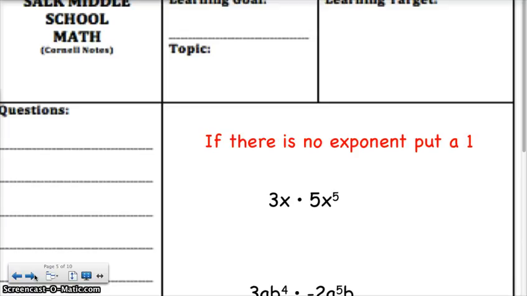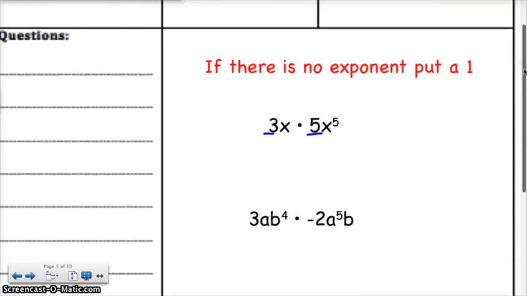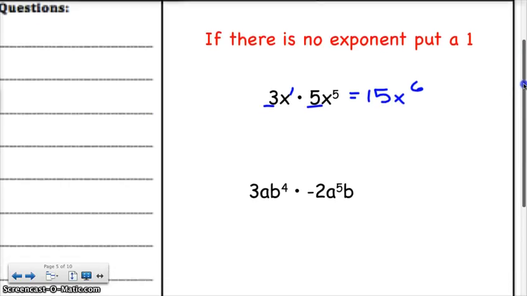So 3x times 5x to the 5th is equal to 3 times 5 is 15. X to the 1 plus 5 is 6. Okay? 3 times 5 is 15. X to the 1 plus 5 is 6.